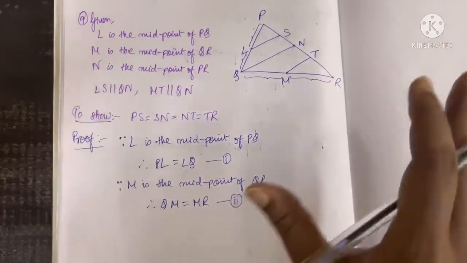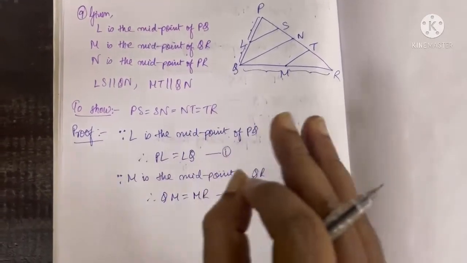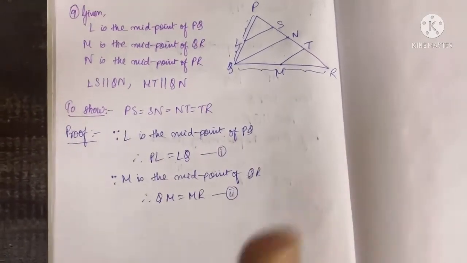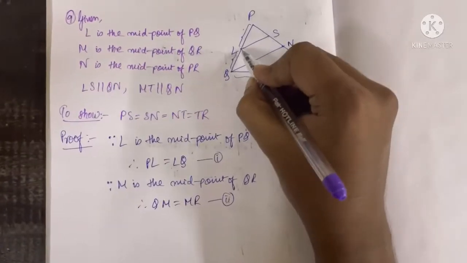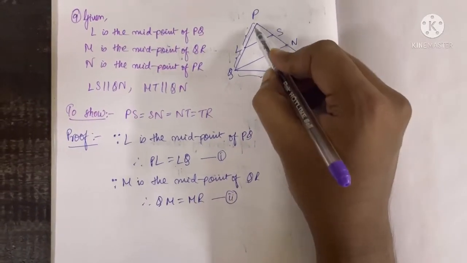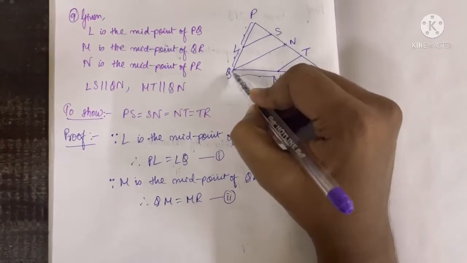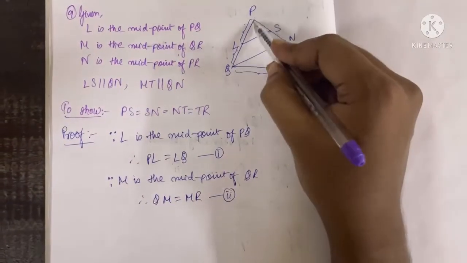Now let's move into our theorem, that is BPT, Basic Proportionality Theorem. So what do we have here? It is also given that LS is parallel to QN. So let us select the triangle PQN, this one on the top side.